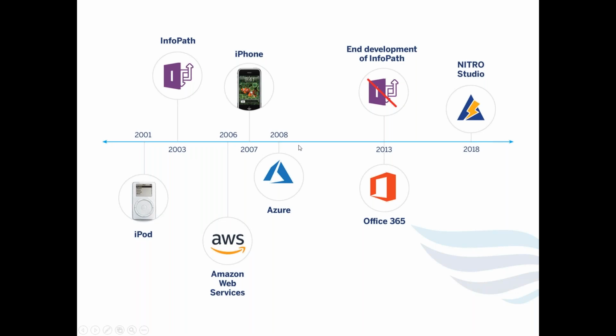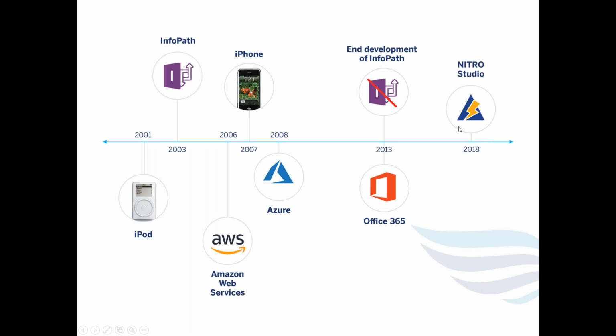Technology changes very fast. Office 365 came out in 2013. That's about when Microsoft threw up their hands and said, that's enough. We can't do anything more with this technology. It's going to just have to persist, but we're not going to improve it. We can't adapt it for the mobile and cloud world that the web services and the mobile phones brought into existence. And we came along with our Nitro Studio.